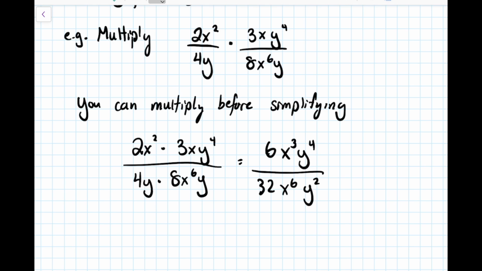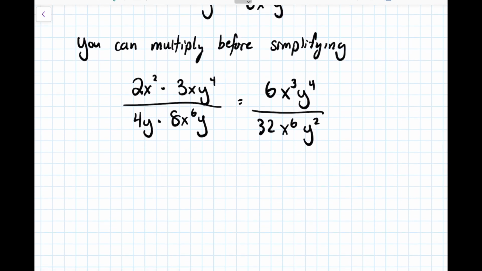Now we can simplify things. So we're going to simplify the 6 and the 32, just like we normally would, just like a fraction. So 6 over 32, those are both divisible by 2, which is going to get me 3 and 16.